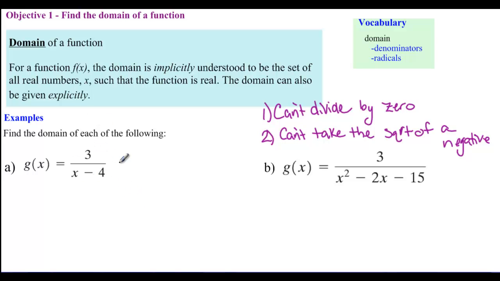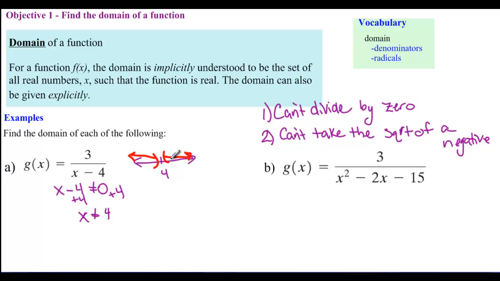We know that we can't divide by 0, so that's going to mean that this x minus 4 is not 0. So if we add 4 to both sides, we're going to have that x cannot be 4. Well, this is the restriction, that's not the domain. So if we look at a number line and we have the number 4, then we can have everything except number 4. So everything above it and everything below it.